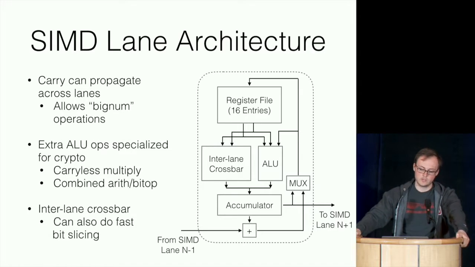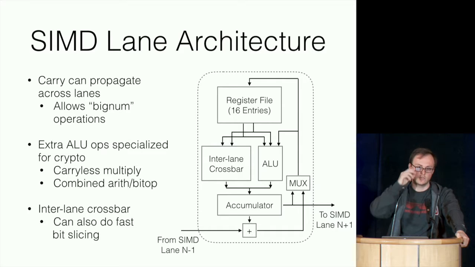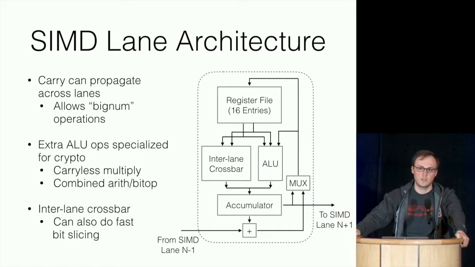Additionally, we've added some extra ALU operations specialized for cryptography. These aren't specialized for any particular application, but they are specialized for the whole domain of cryptography. In particular, I wanted to point out two instructions that were important. The first one is carryless multiply, which happens to be an instruction that's pretty easy to implement in hardware, but not usually added to most CPUs.